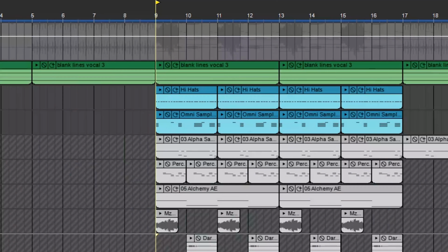Alright, hi-hats. I used a triplet pattern to match the groove of the flow I'm gonna be rapping with.